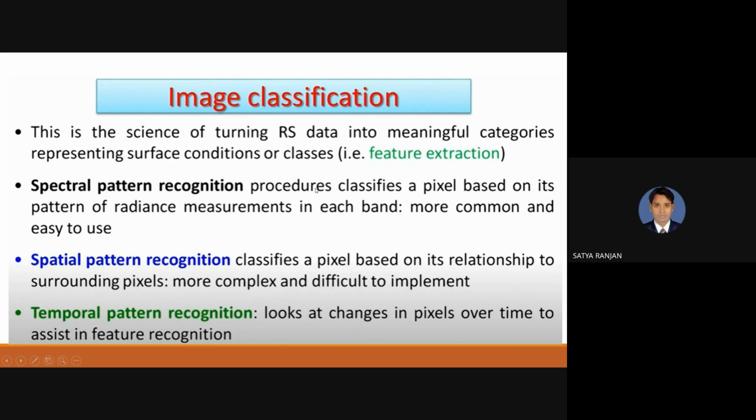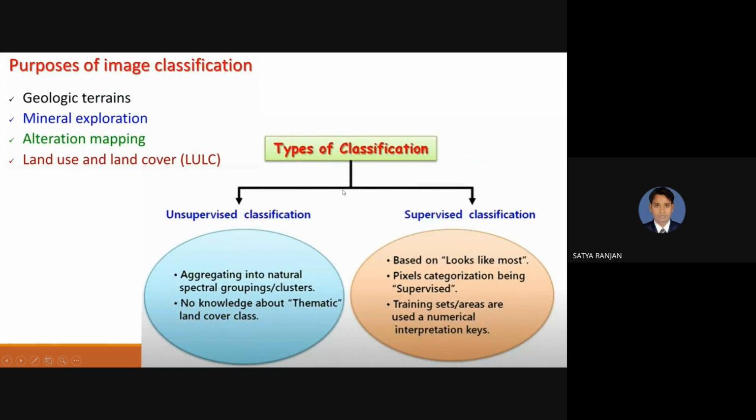But there are two ways, unsupervised classification and supervised classification. The purpose of classification is for geological terrain analysis, mineral exploration, alteration mapping, and land use and land cover. What are the changes in land use and land cover for urban areas, rural areas, watershed areas or forest areas? Forest classifications are there. So based on machine learning, these are the two types of classification: unsupervised classification and supervised classification.